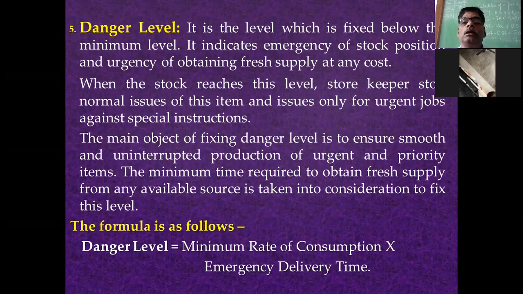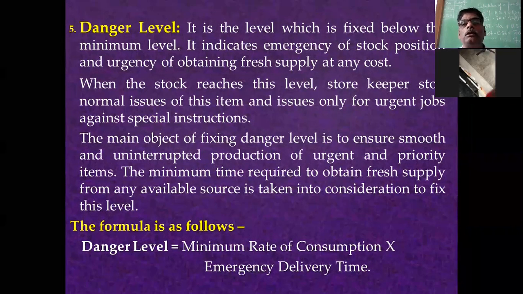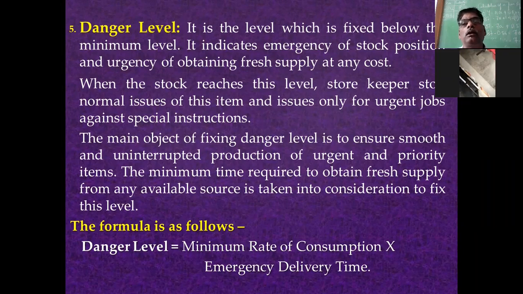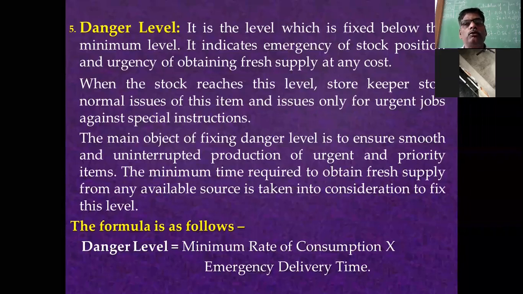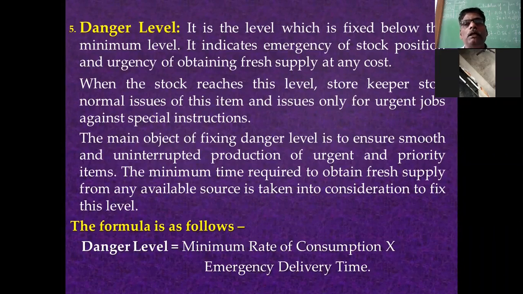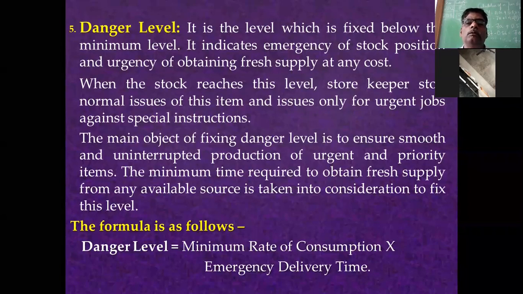These are the equations in connection with the levels of stock. First equation regarding ROL, reorder level. Reorder level is equal to maximum consumption into maximum delivery period. Second, minimum stock level. First you calculate reorder level. Secondly, you calculate minimum stock level. Minimum stock level is equal to ROL minus average consumption into average delivery period. And third equation is the maximum stock level. Maximum stock level is equal to reorder level plus reorder quantity minus minimum consumption into minimum delivery period.